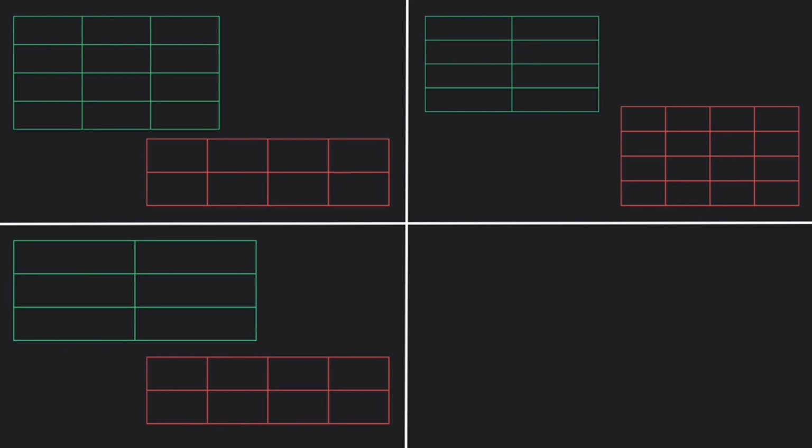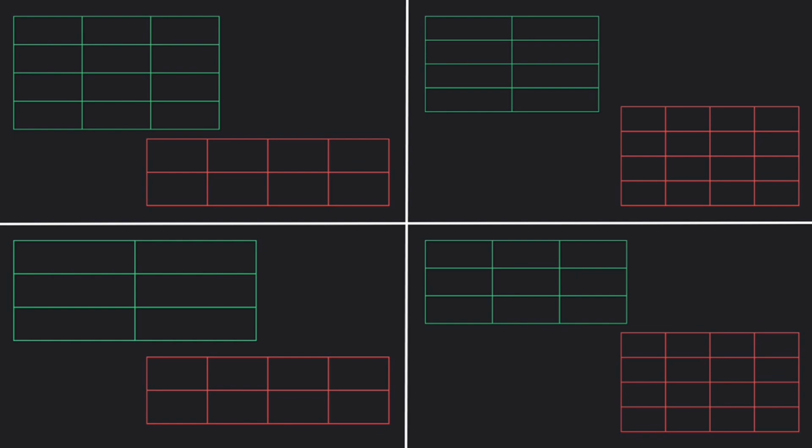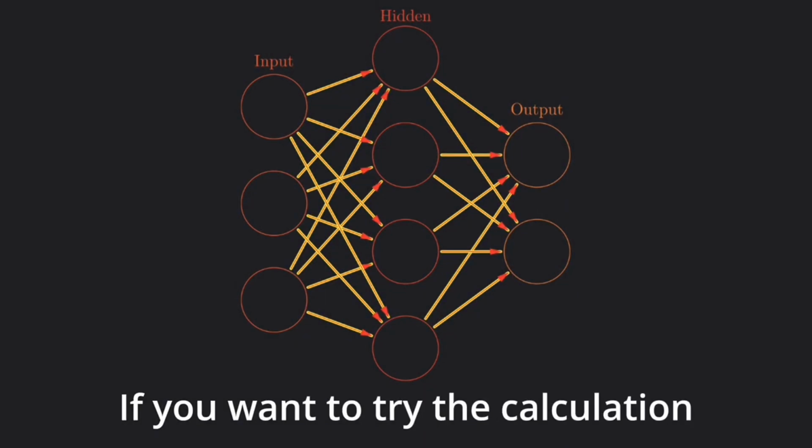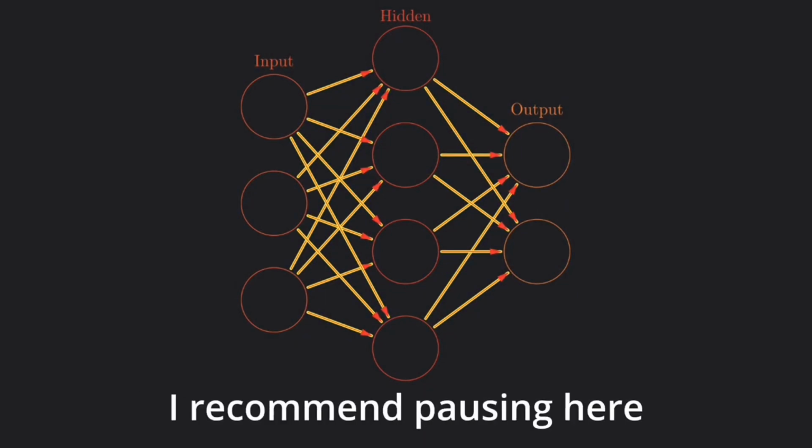Option 1, a 4x3 matrix and a 2x4 matrix. Option 2, a 4x2 matrix and a 4x4 matrix. Option 3, a 3x2 matrix and a 2x4 matrix. Option 4, a 3x3 matrix and a 4x4 matrix. If you want to try calculating the answer on your own, I recommend pausing here.